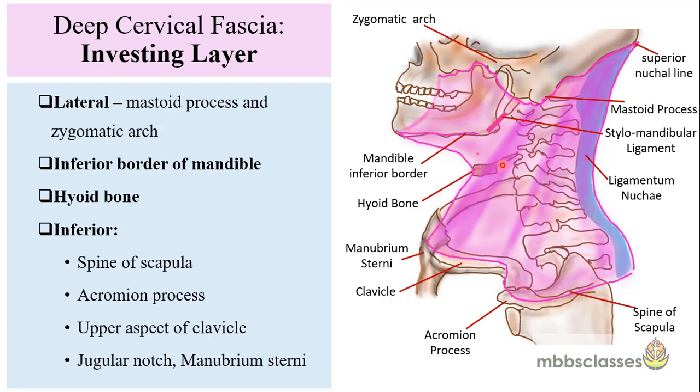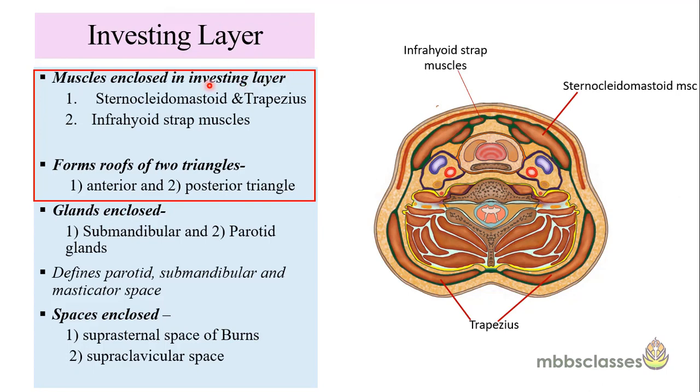the hyoid bone. Inferiorly, if we see the attachment, it is attached to the spine of the scapula, acromion process, upper aspect of the clavicle and the jugular notch. If we see the posterior attachment, it is attached posteriorly to the ligamentum nuchae and the spinous process of the C7 vertebra.